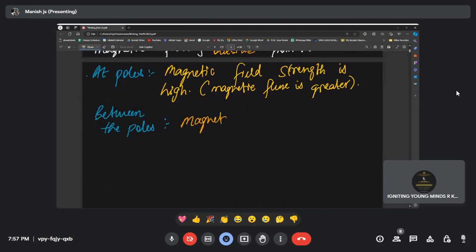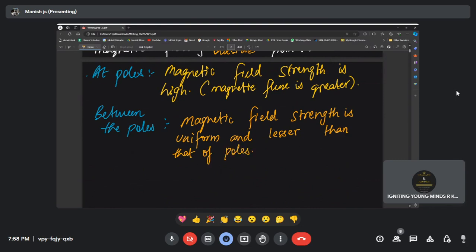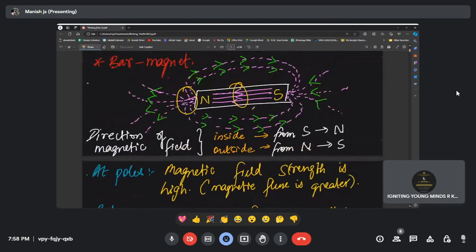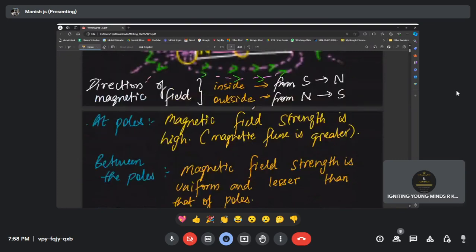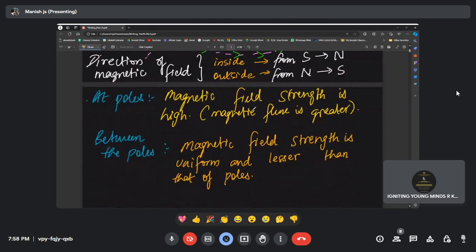So here magnetic field strength is uniform and lesser than that of poles. Than poles, magnetic field strength is less between the magnet, but it is uniform everywhere in the middle region of the magnet. So this is all about the magnetic field strength at poles and between the poles.